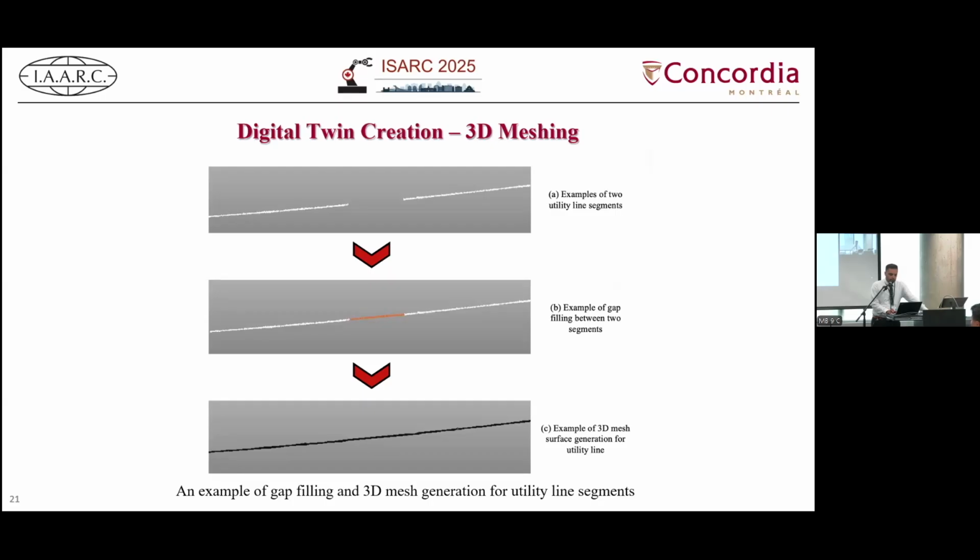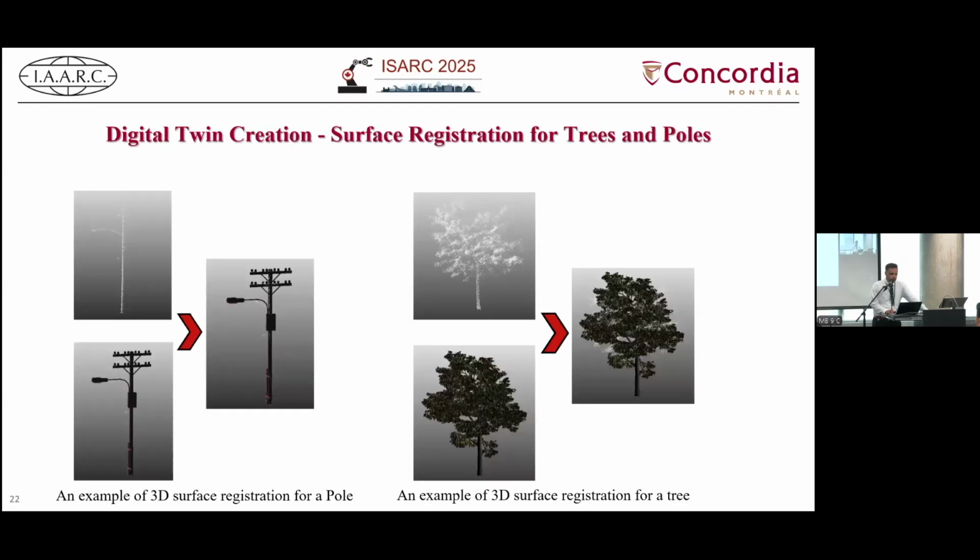This figure shows an example of gap filling and 3D mesh generation for utility line segments. As you can see, there were discontinuity issues in the point cloud, so we filled the gap with the method that we mentioned.